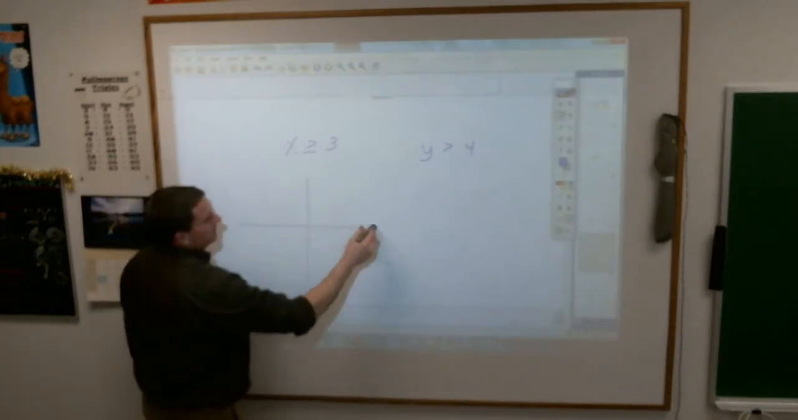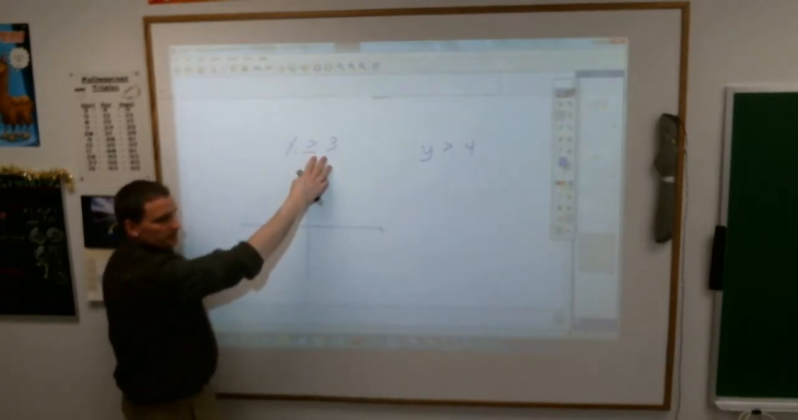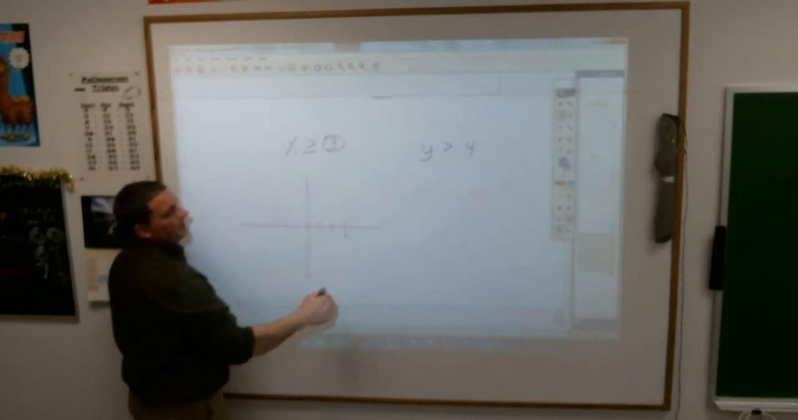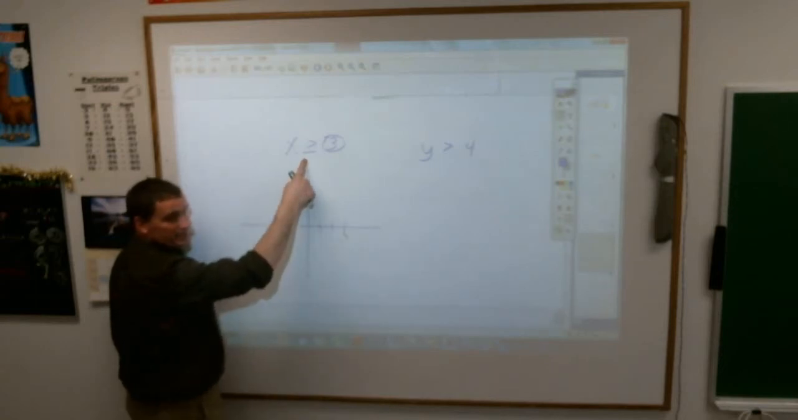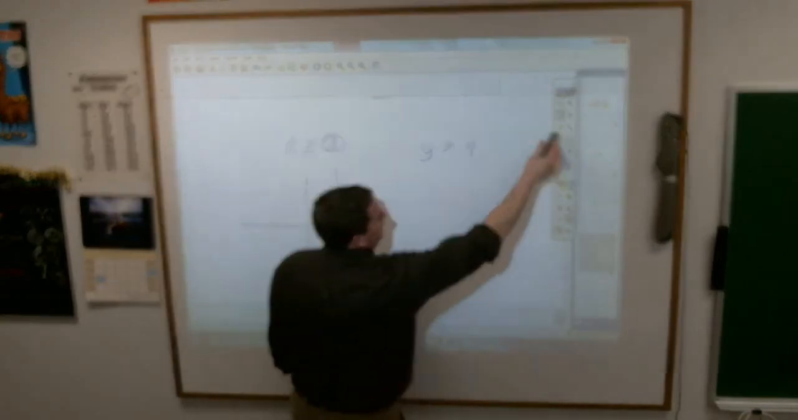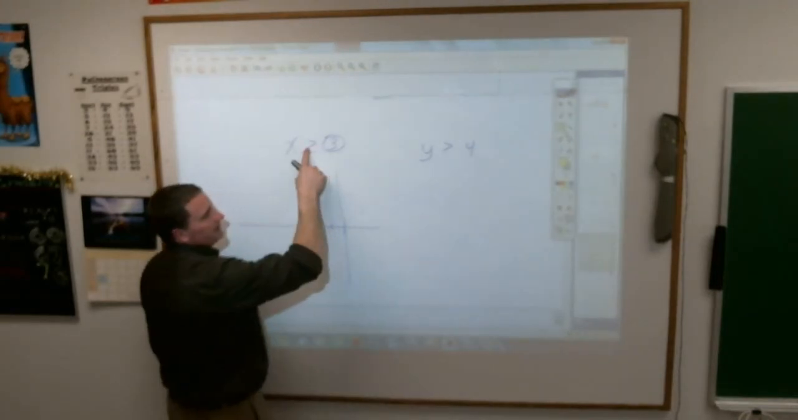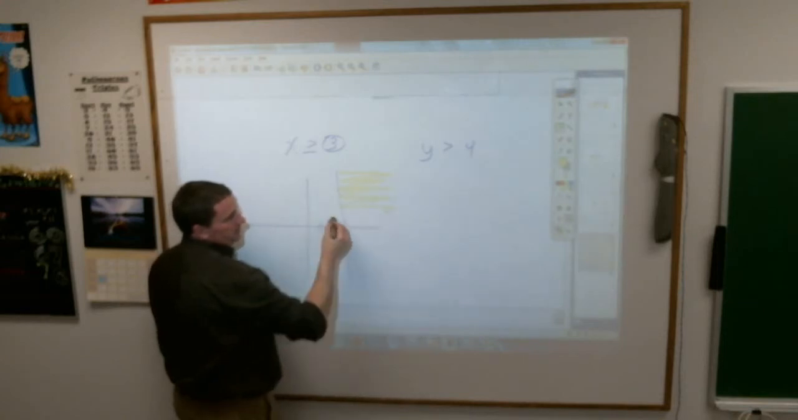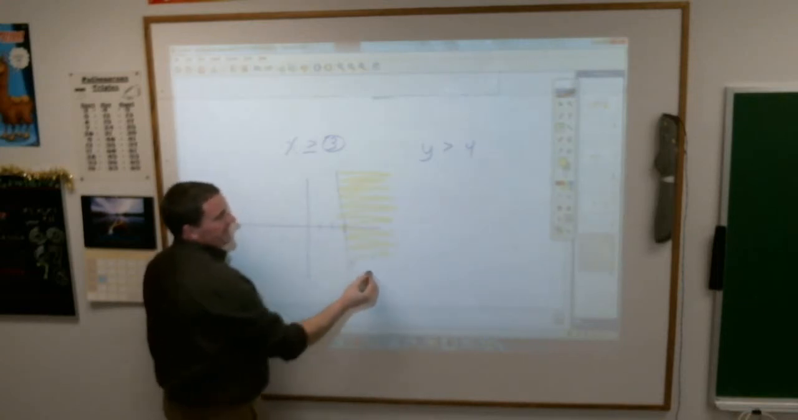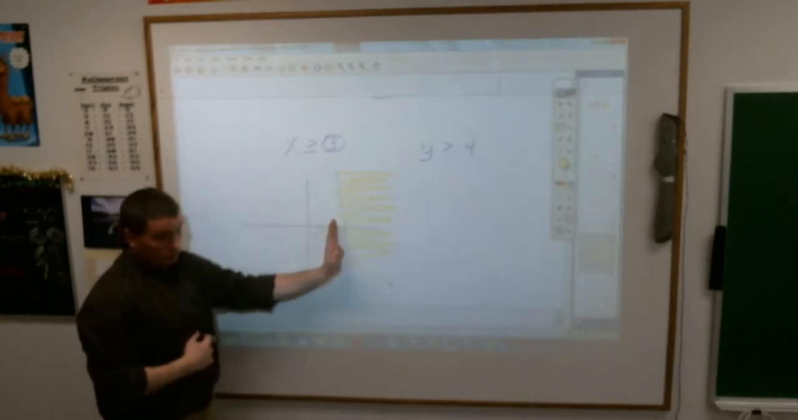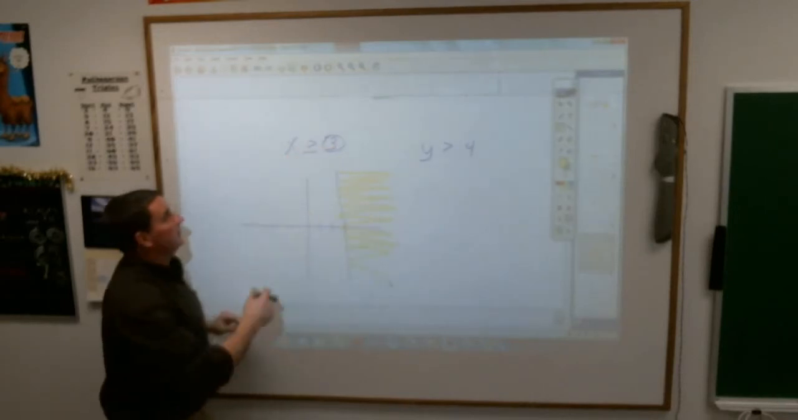If it's an x by itself, that means it's going to be a vertical line. Where's the vertical line going to be? At 3. x is 1, 2, 3. Is it going to be a solid line or a dashed line? Solid. It's going to be a solid line where x is 3, and you're going to color in anything that's greater than that, so it's going to go this way. If it's an x by itself with a number, it's always going to look like this. It's going to be a vertical line, and you're going to color in one side or the other.